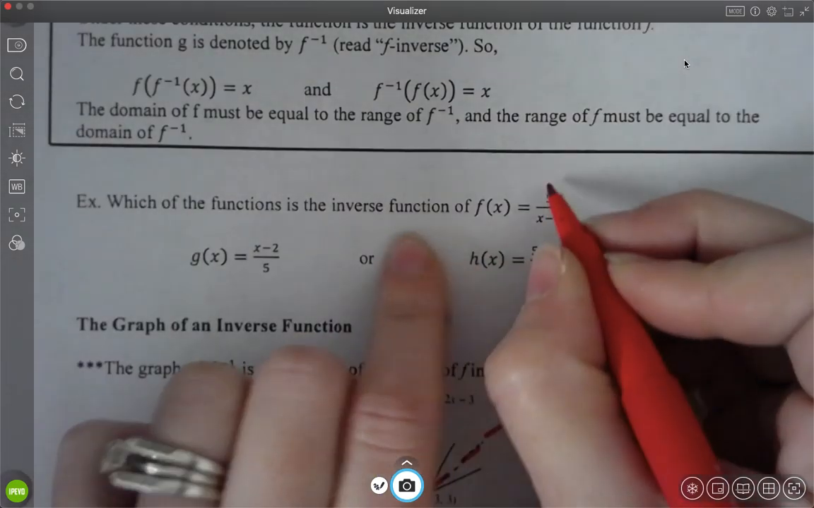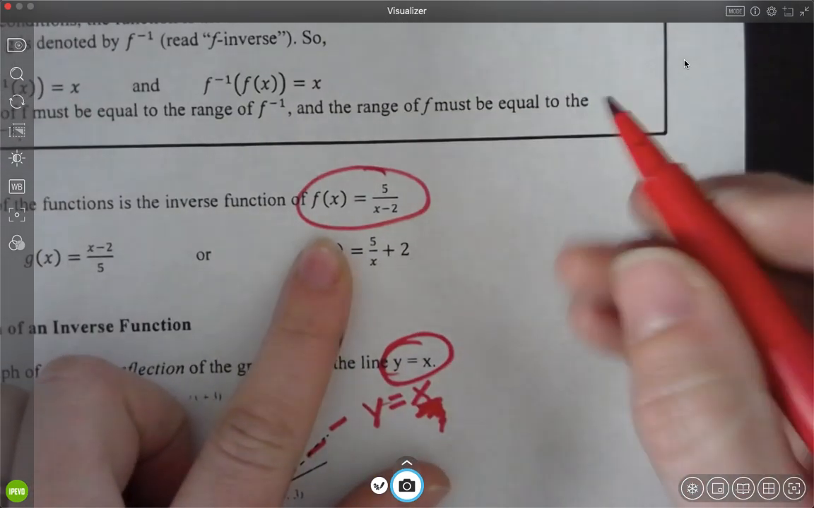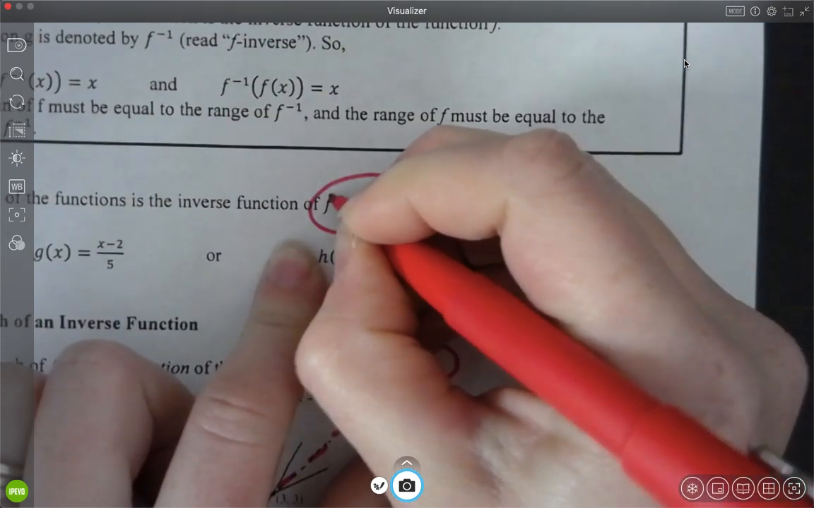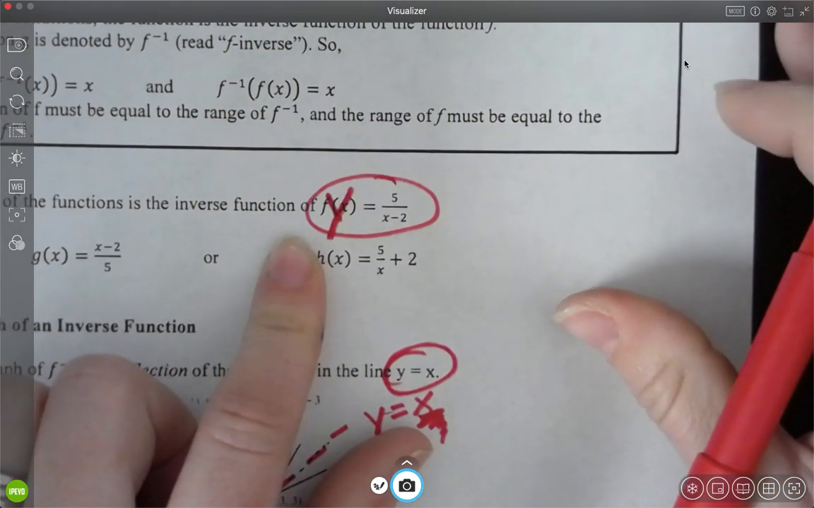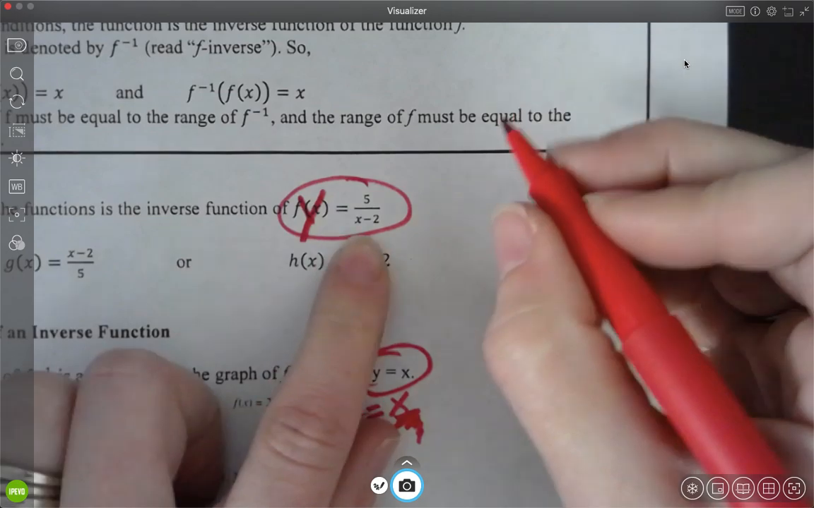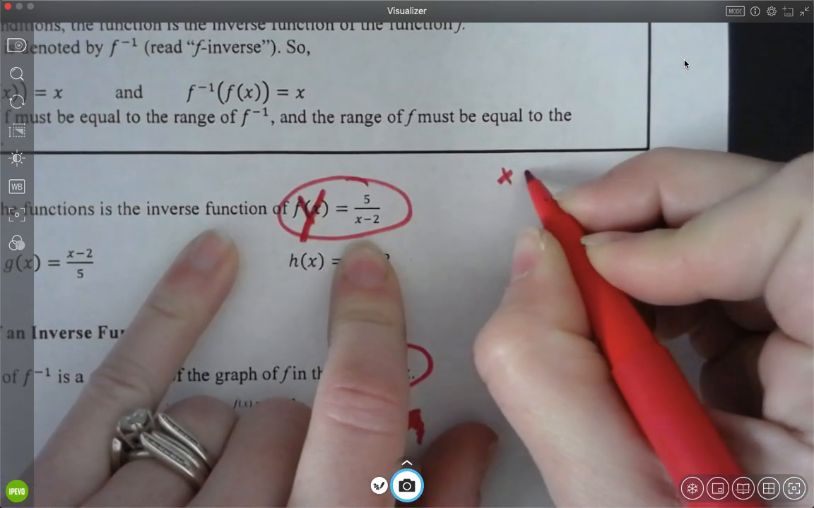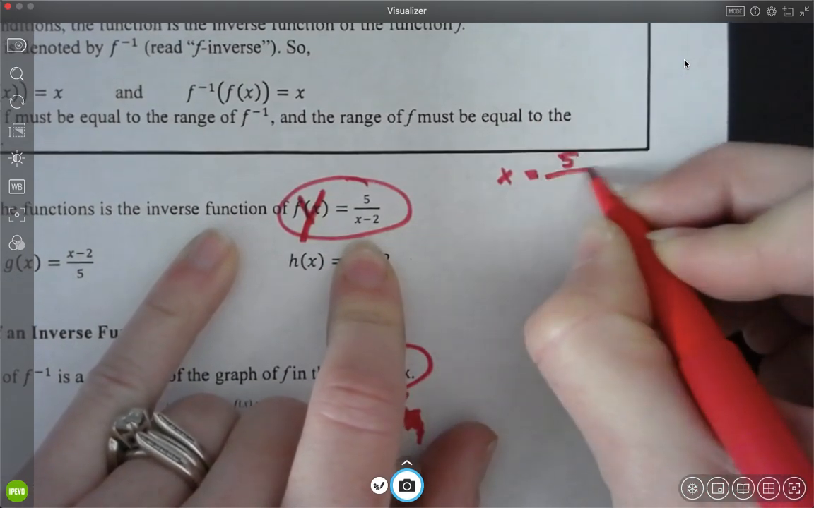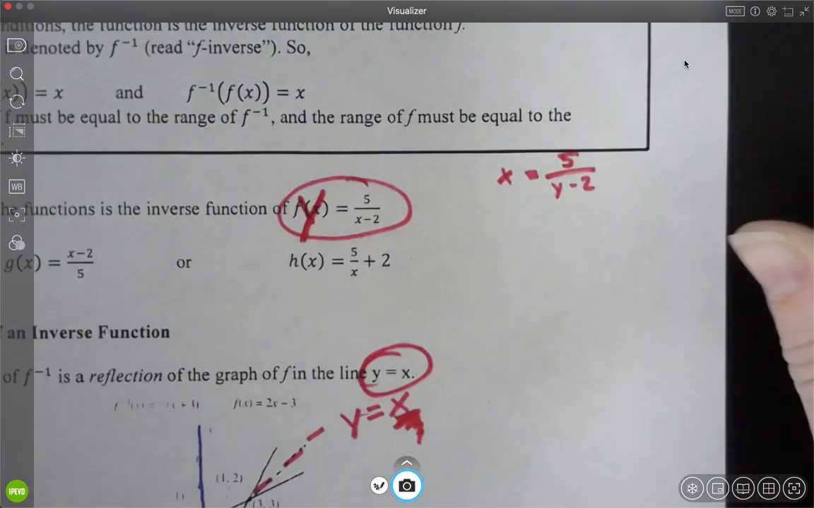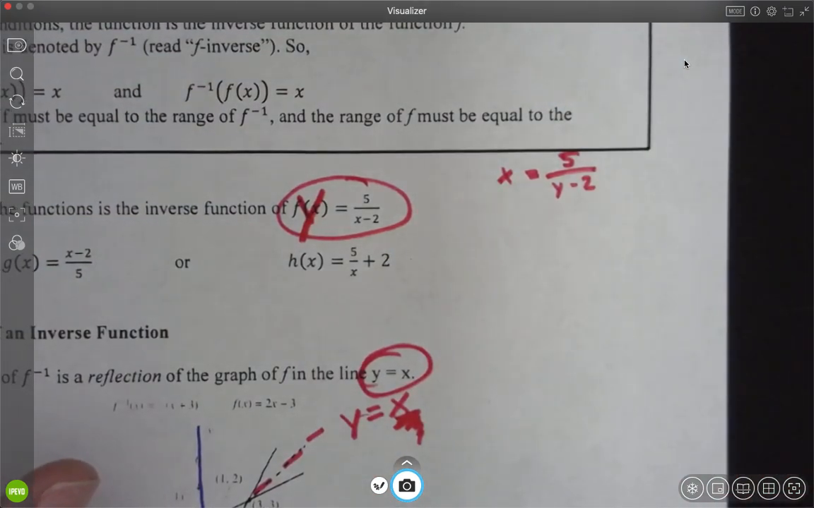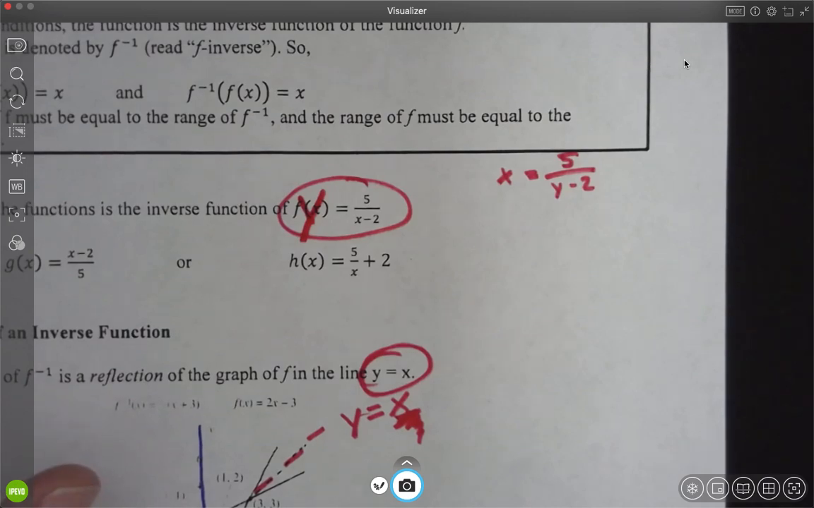So, we're going to do those 4 steps to this guy. All right, so the first step is switch f of x to y. We're going through those 4 steps. Switch f of x to y, and then we're going to change x and y. So x equals 5 over y minus 2. Oh, boy. And then what? We want to solve for y. Okay, so how do I solve for y? How do I get y by itself?